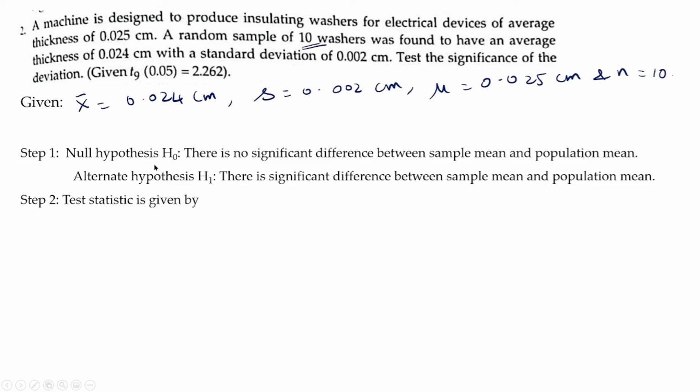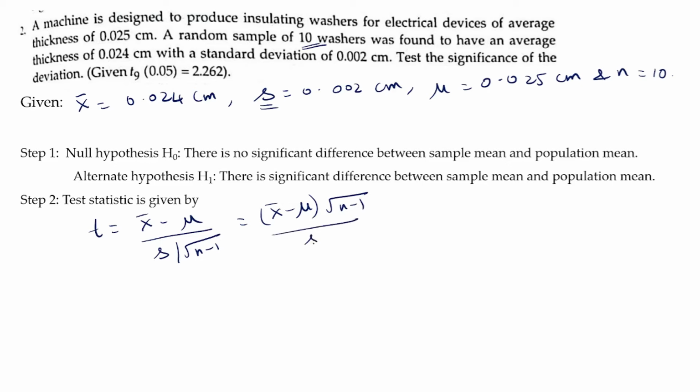The first step is null hypothesis H naught: there is no significant difference between sample mean and population mean. Then we have the alternate hypothesis H1: there is significant difference between sample mean and population mean. It is important that all these steps should be written for each of the questions. Moving on to step 2, the test statistic is given by, here we have got small s, so t is equal to x bar minus mu upon s by root of n minus 1, or it is equal to x bar minus mu into root of n minus 1 upon s.